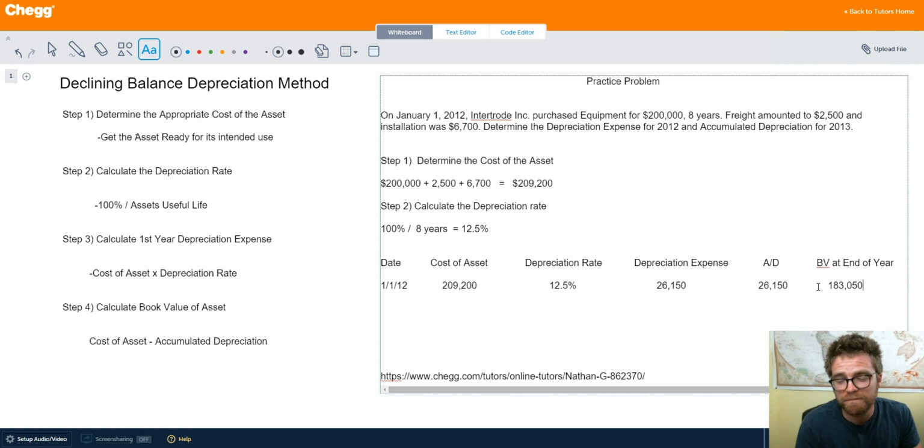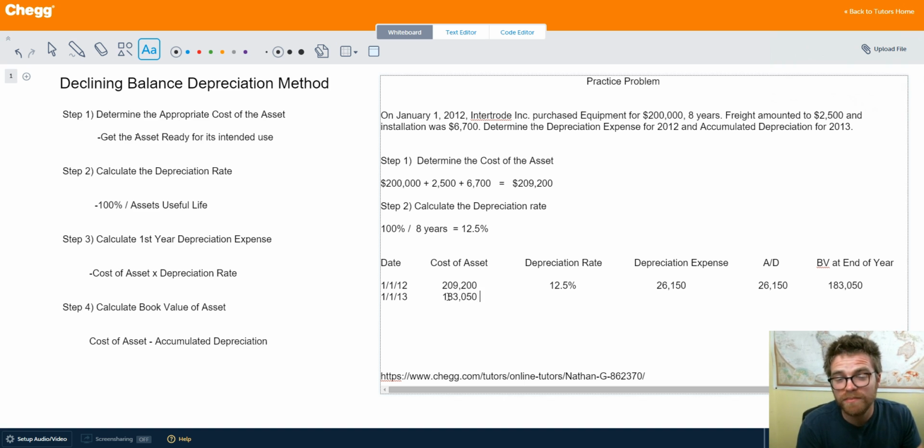And now you just rinse and repeat. So what you're going to do is just move this book value down to the next year, because the book value of the previous year at the end is the same as the book value at the beginning of the next year. Once again, the book value you have at the end of a previous year is the same as the book value at the beginning of the next year. It just carries over. So we'll move this down here, 1/1/13. Cost of asset, well, it's changed now. Now we need to move this number down. So 183,050.